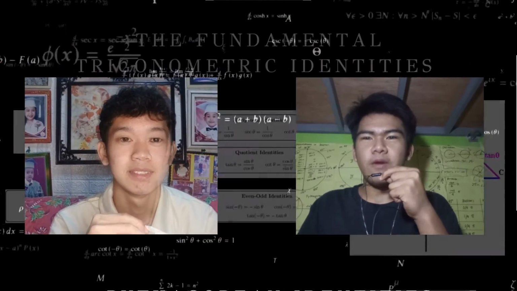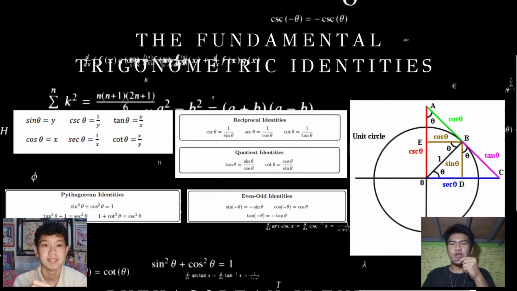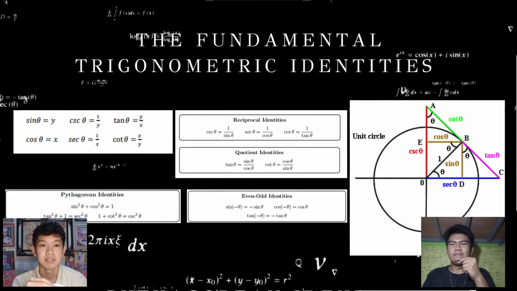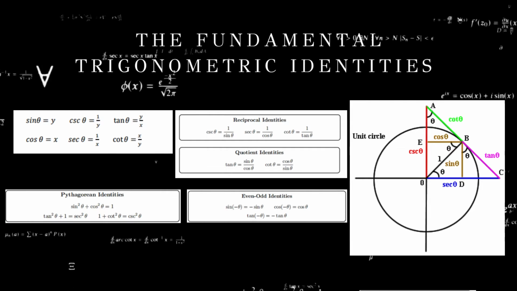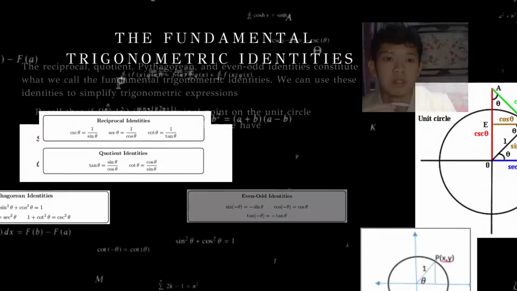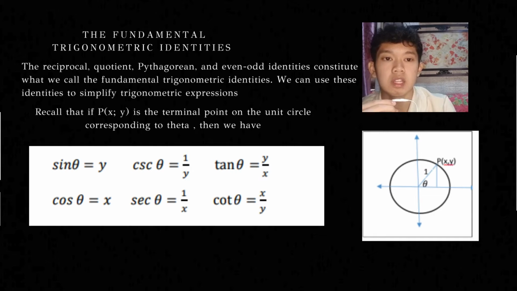And in this video, we will discuss the fundamental trigonometric identities. So the fundamental trigonometric identities are the reciprocal identities, quotient identities, Pythagorean identities, and the even and odd identities.